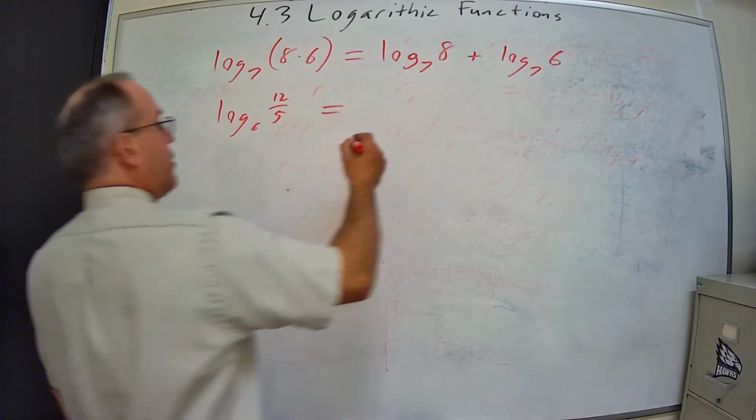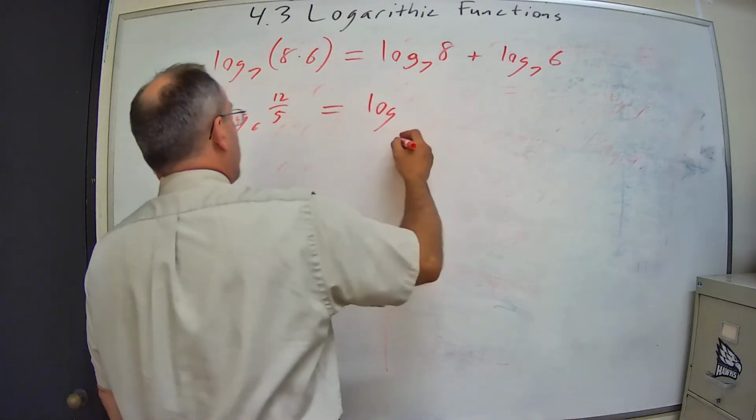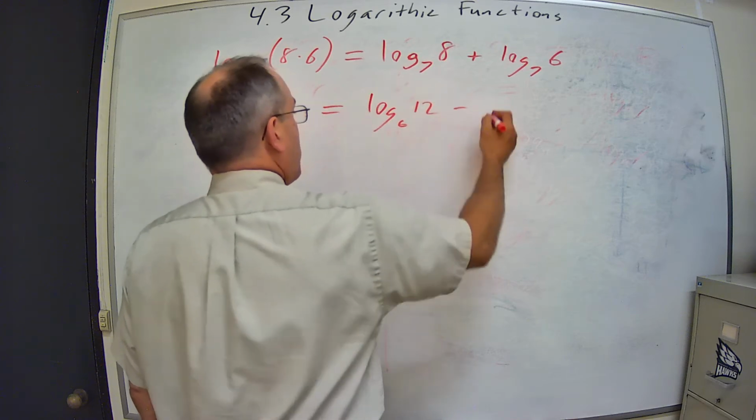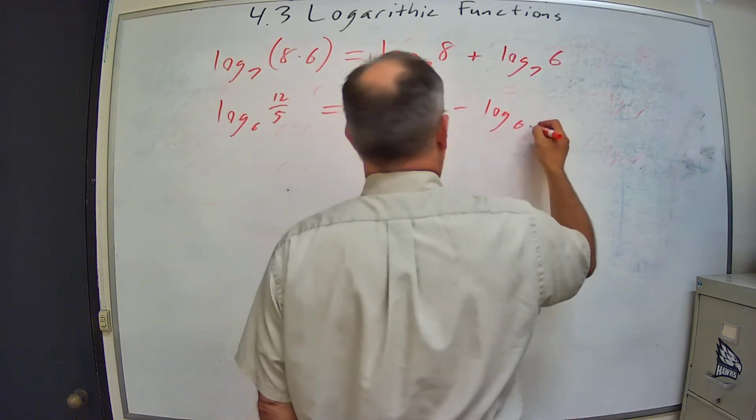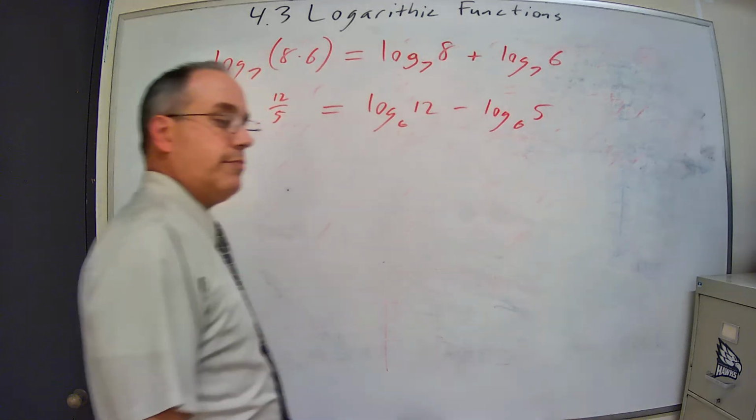Well, that's the quotient rule. So that's log base 6 of 12 minus log base 6 of 5.